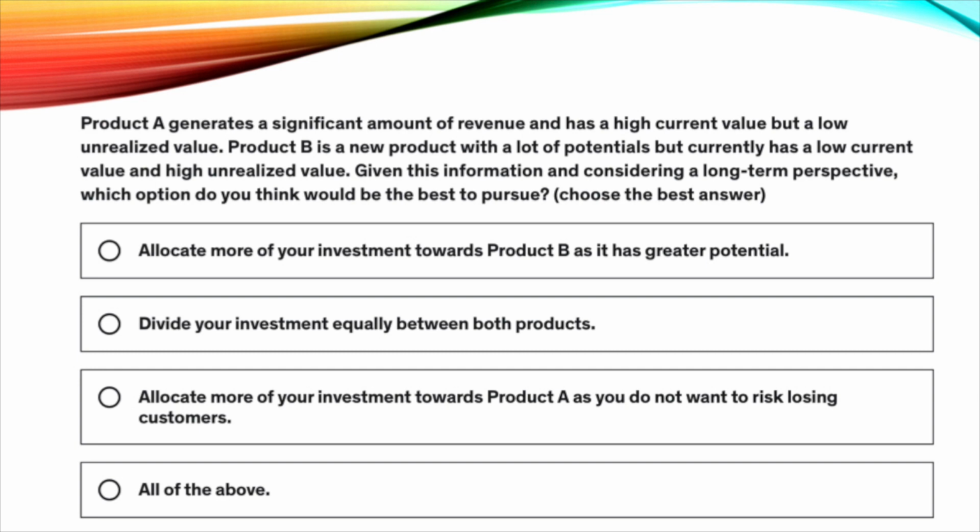Product A generates a significant amount of revenue and has a high current value but a low unrealized value. Product B is a new product with a lot of potential but currently has a low current value and high unrealized value. Given this information and considering a long-term perspective, which option do you think would be the best to pursue? Choose the best answer. Allocate more of your investment towards Product B as it has greater potential. Divide your investment equally between both products. Allocate more of your investment towards Product A as you do not want to risk losing customers. All of the above.